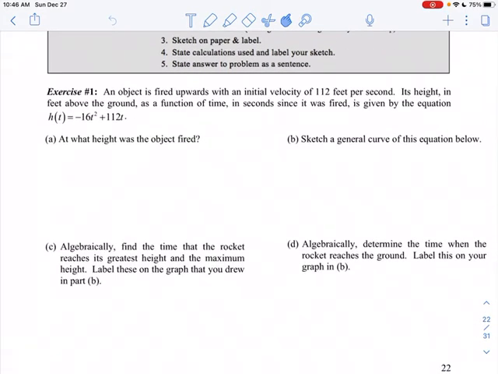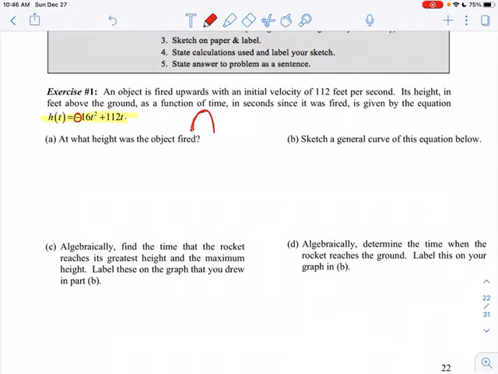All right, so let's look at a problem. An object is fired upwards with initial velocity of 112 feet per second. Its height in feet above the ground as a function of time in seconds since it was fired is given by this equation right here: h of t equals negative 16t squared plus 112t. Right away, you should know, because of this negative sign, that the graph is going to look like this. So basically I have an object that's fired upwards, so it's going to reach a certain point and then it's going to come back down.